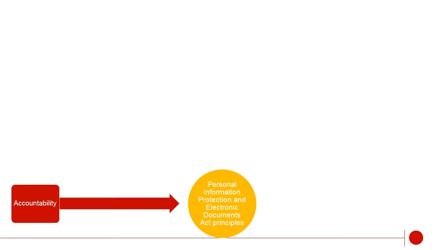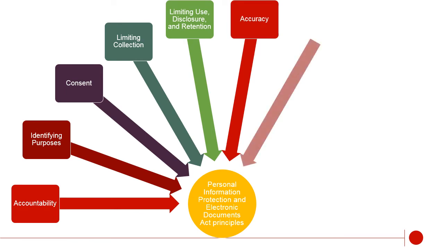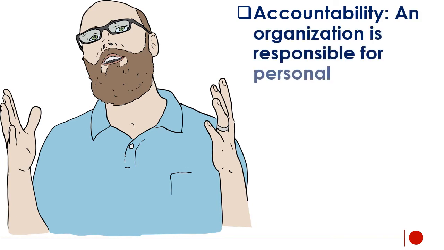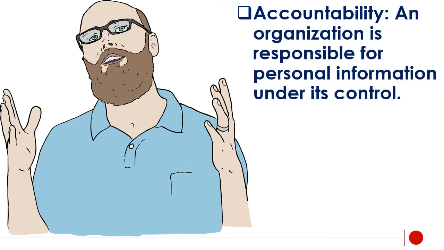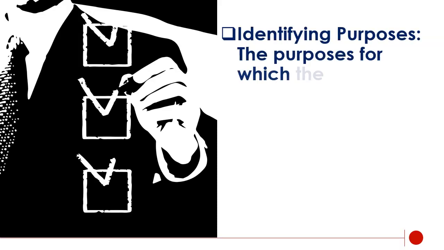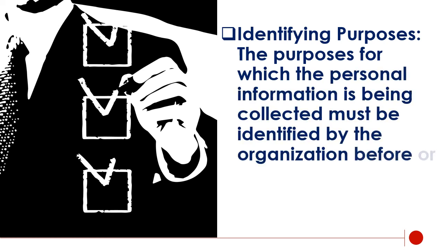The Act contains 10 principles: accountability, identifying purposes, consent, limiting collection, limiting use, disclosure and retention, accuracy, safeguards, openness, individual access, and challenging compliance. Accountability. An organization is responsible for personal information under its control. Identifying purposes. The purposes for which the personal information is being collected must be identified by the organization before or at the time of collection.